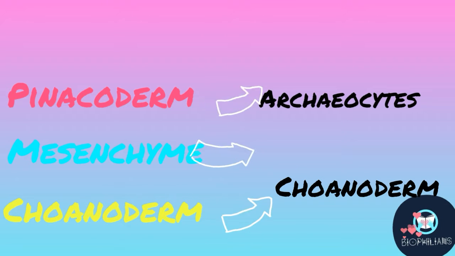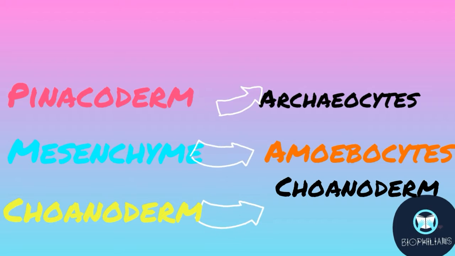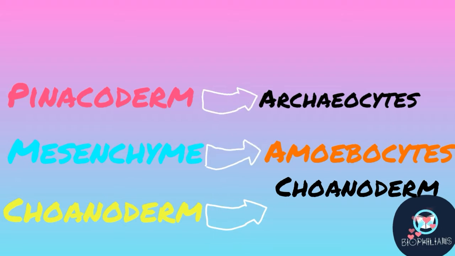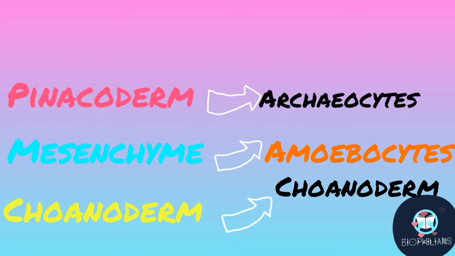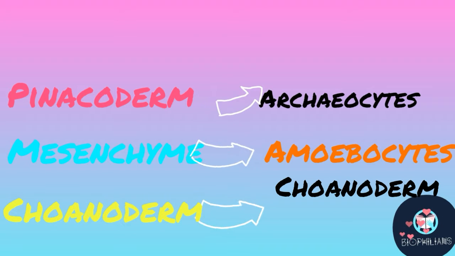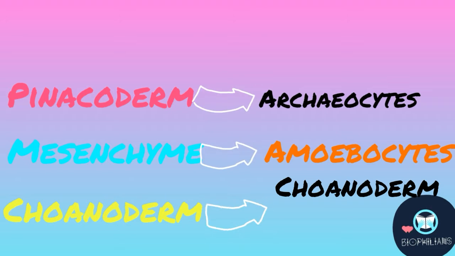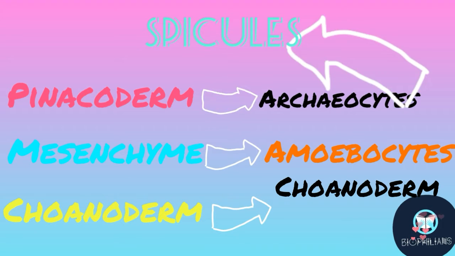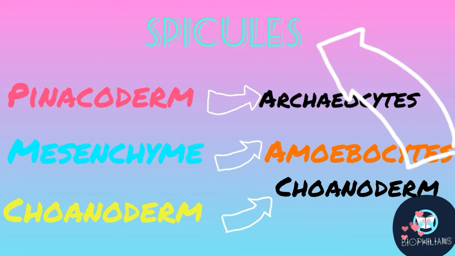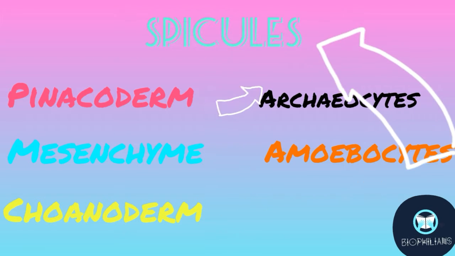Mesenchyme contains amoebocytes. They are amoeba-like cells that can move around within the walls of the sponge. These cells can move and digest food. They can move to build spicules where needed. Now, what are spicules?